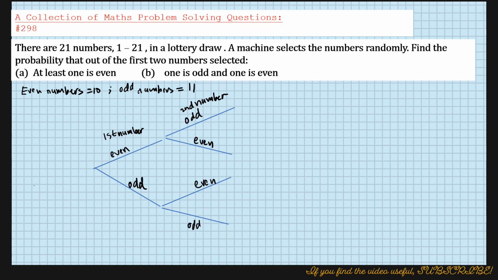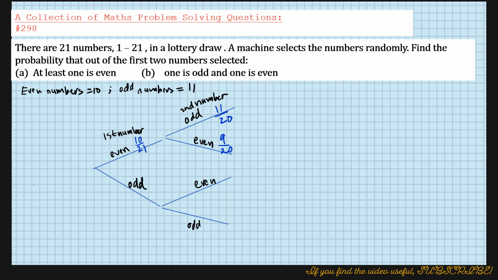If the first number is even, the second number could be odd. If the first number is even, the second number could be even. The other one is if the first is odd, the second is even. If the first is odd, the second is also odd.